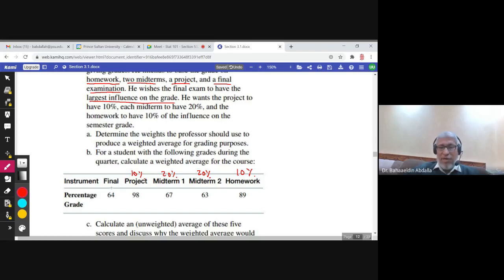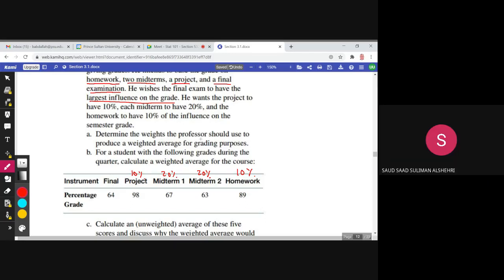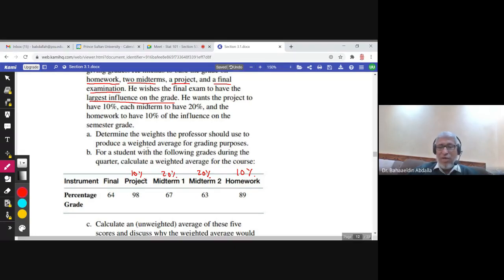What about the final exam? He didn't say. Each midterm 20, the homework 10 of the influence on the semester grade, and he didn't mention what the weight of the final exam would be. Determine the weights the professor should use to produce a weighted average for grading purposes. To produce a weighted average, we have to find the weight of the final exam.